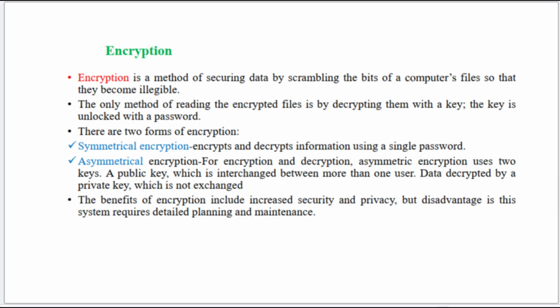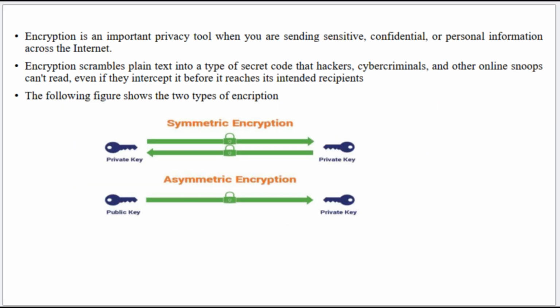24. Encryption is an important privacy tool when you are sending sensitive, confidential or personal information across the internet. Encryption scrambles plaintext into a type of secret code that attackers, cybercriminals and other online snoops cannot read even if they intercept it before it reaches its intended recipients. The following figure shows the types of encryption. 25.